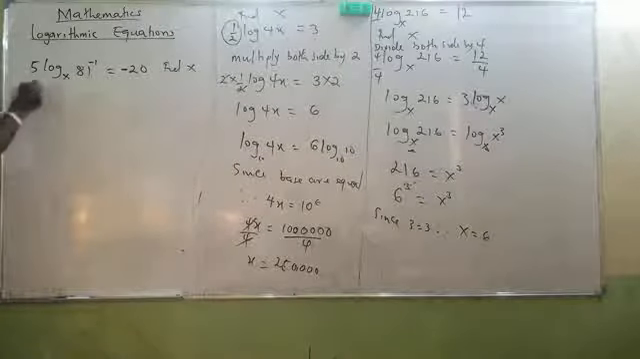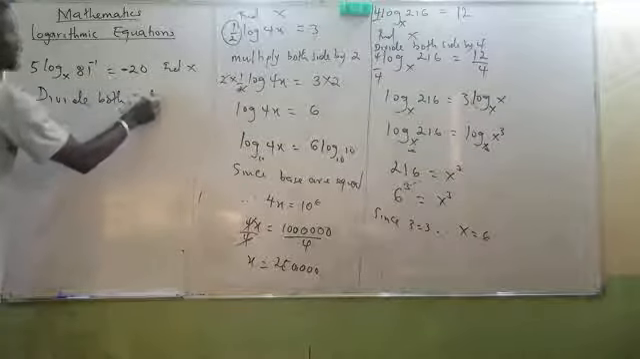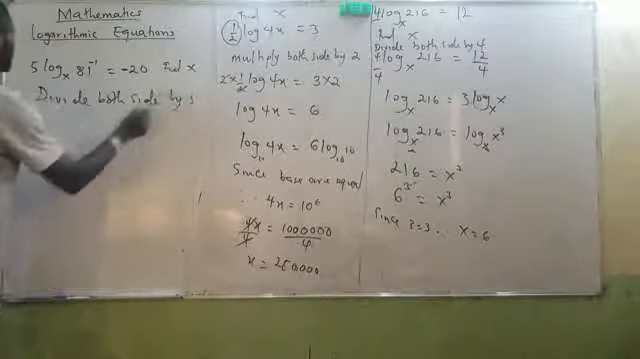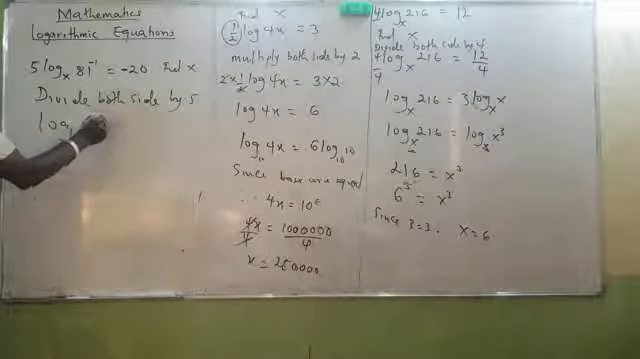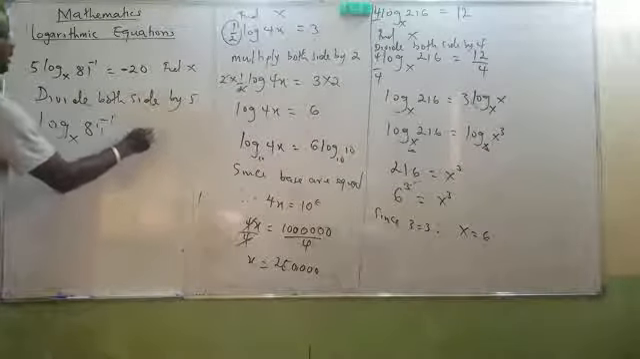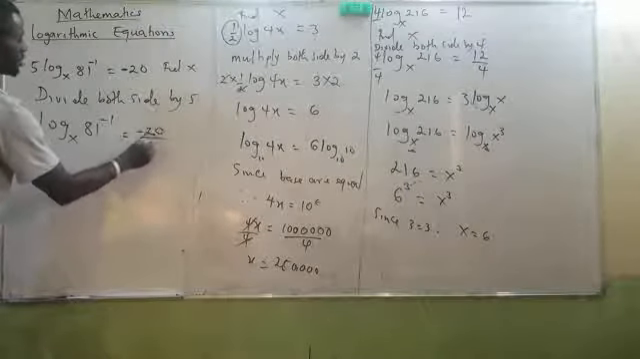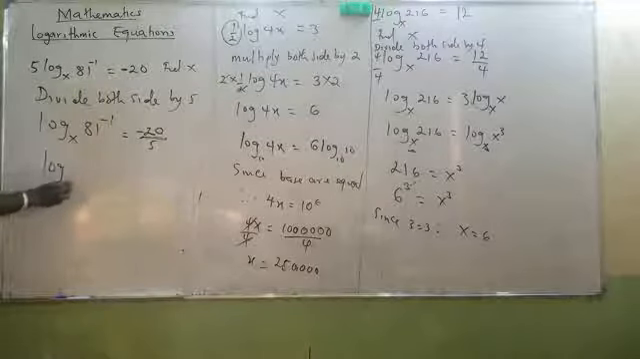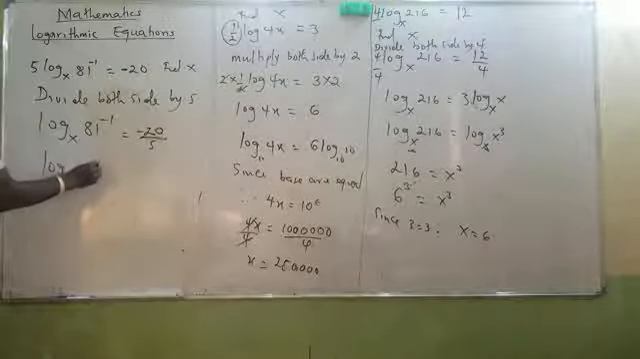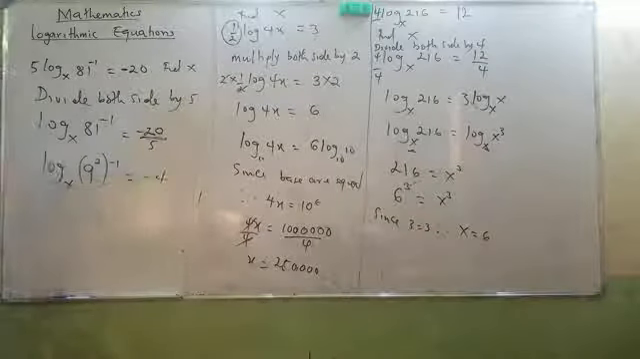If I were you, divide both sides by 5, and I'll be having log x 81 equals minus 20 all over 5, which is log x 9 raised to power 2, equals minus 4. Now, at this point, I have to calm down.